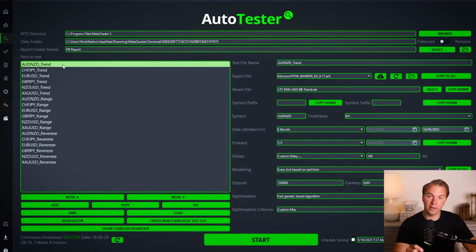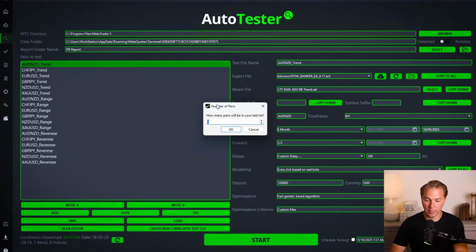And now, how do I get the currency pairs here on the left? That's the first question, right? Where does all of this come from? Well, we have this button here that says create non-correlated test list. And if you click it, it says, what are the number of pairs you would like to test? So following the example shown on the whiteboard, let's say I want to do 6 different currency pairs. I would say, okay, let's do 6. How many strategies? Well, let's do 3 strategies: range, trend, and reverse, right?